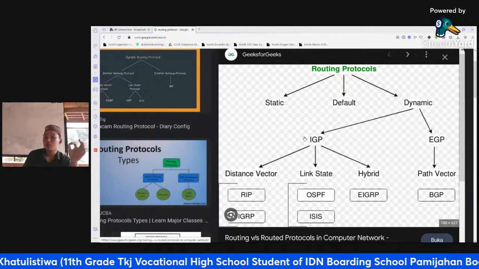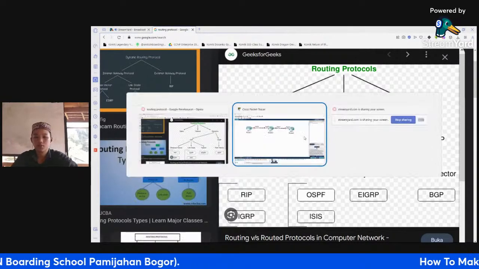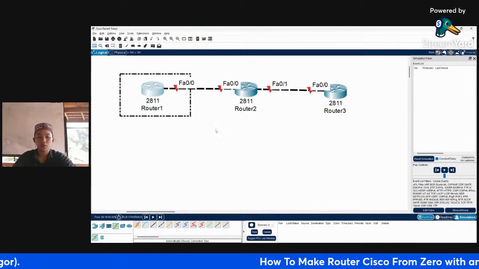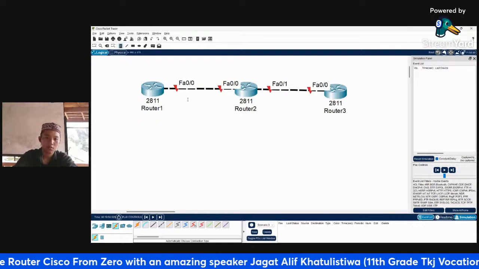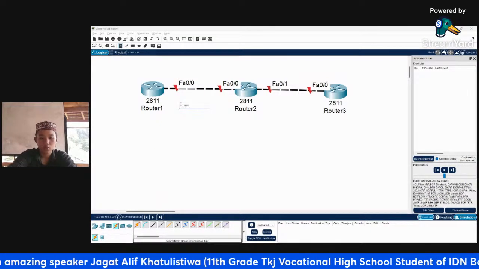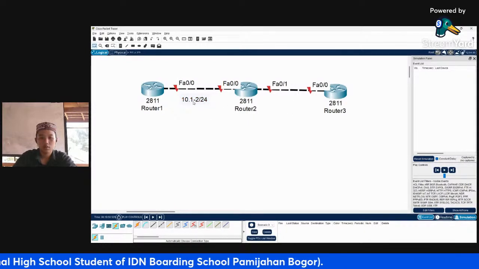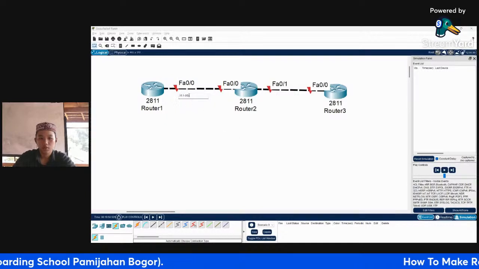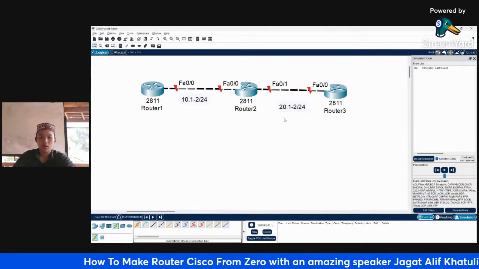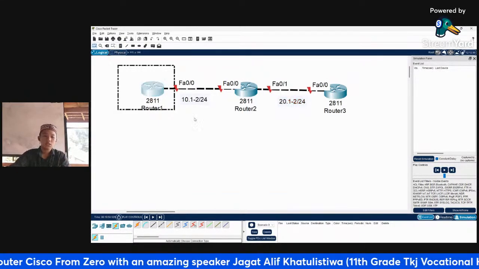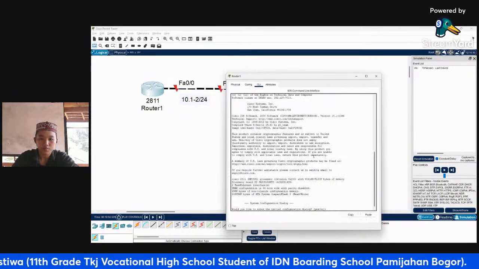Static routing is how to make sure the routers are connected manually. Like this, I want to make a connection from the left side into the right side. You must put the IP on it. The first network is 10.10.10.x, and the second network is 20.20.20.x. So I want to make sure this side has a connection to this side, so I must do the static routing.